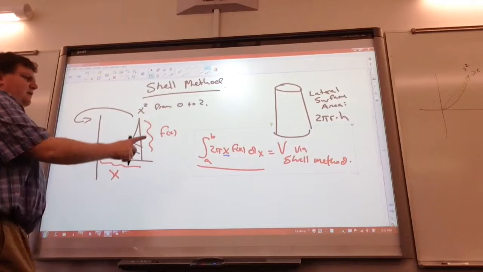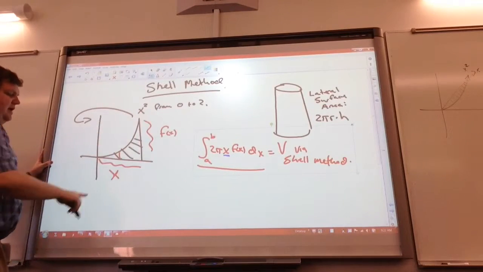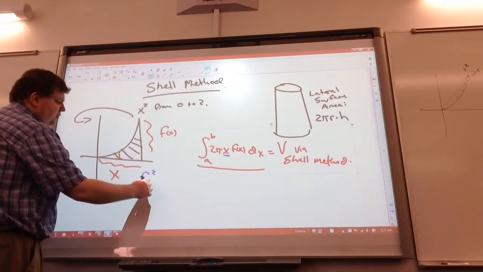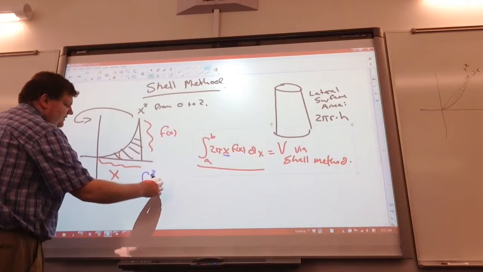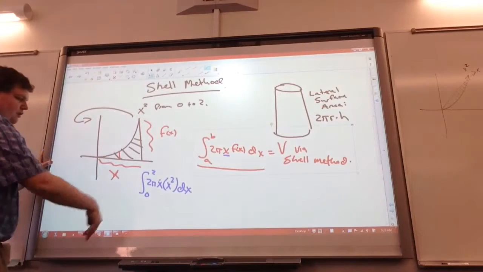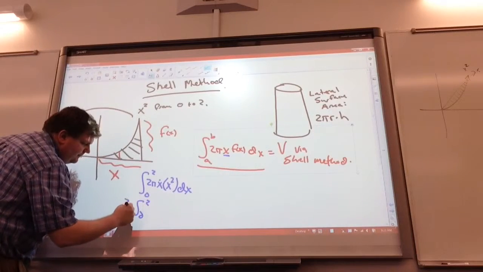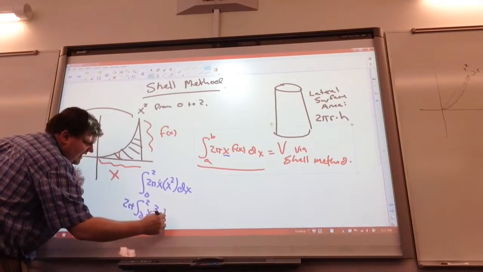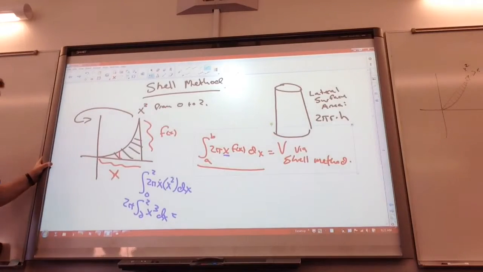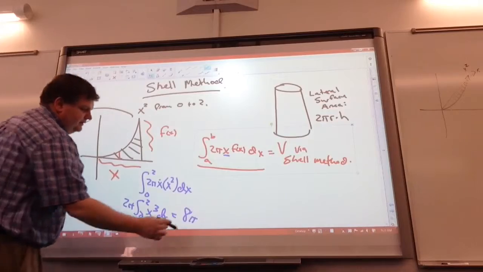Okay. So via the shell method, to set this one up using x squared, it would be the integral from 0 to 2 of 2 pi times x times f of x, which is x squared, dx. We work all that through. The integral from 0 to 2 of x cubed dx. If we work this thing out, that's an easy enough integral to work out. Ends up equaling 8 pi units cubed.